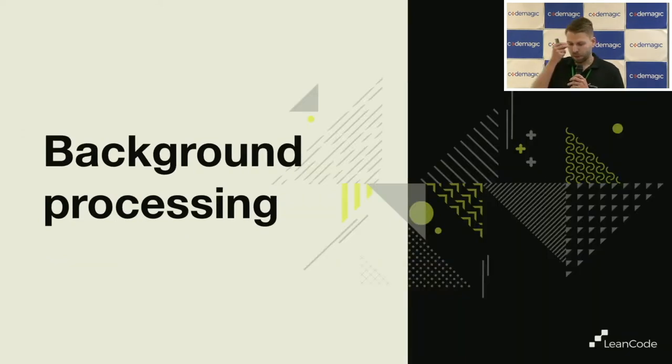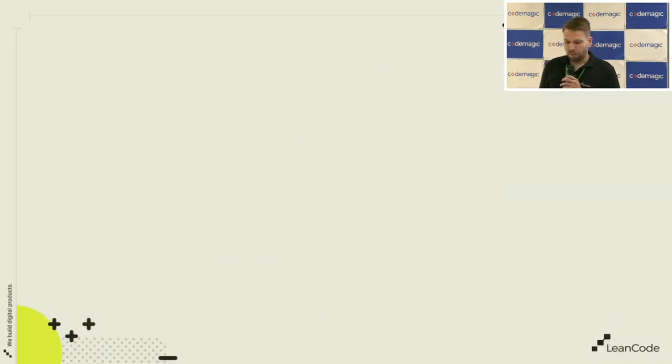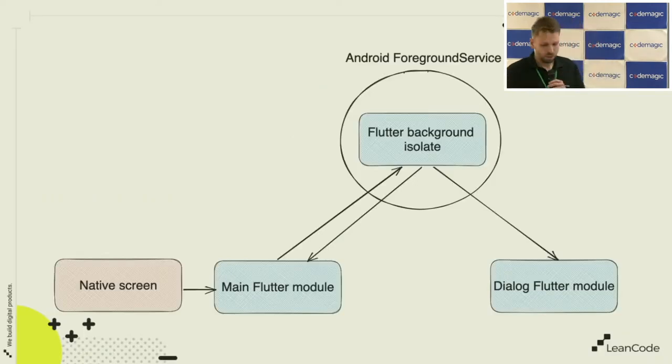And now the case that we had. I won't be going into much detail here because we don't have that much time, but this is a high level look at what we implemented. So we had a native app. From one of the native screens, we could open our Flutter module, which had a bunch of screens, but generally from there we would start a background process. On Android it was a foreground service. On iOS this just used background tasks, so that was a bit easier.